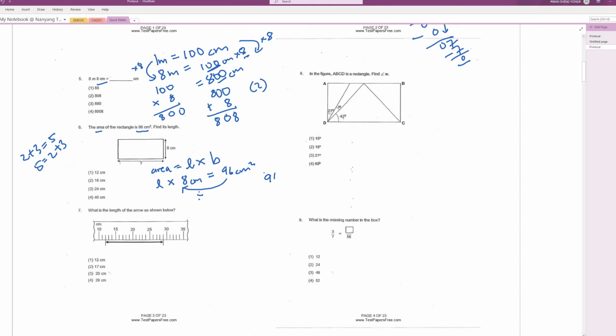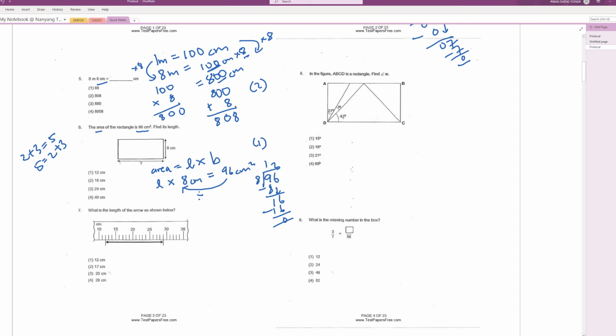Alright, so 96 divided by 8. Okay, 8 times 1 is 8. So 9 minus 8 is 1. Then we bring down the 6. 8 times 2 is 16. So we minus 16, and that gives us the answer 12. Okay, so the answer is option 1, 12 centimeter. Next question. What is the length of the arrow as shown below?